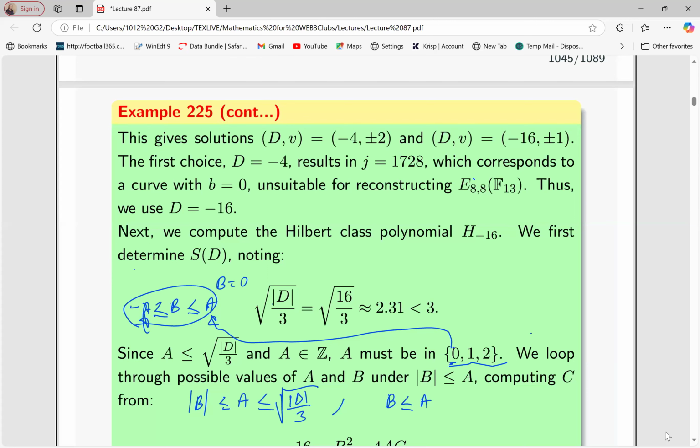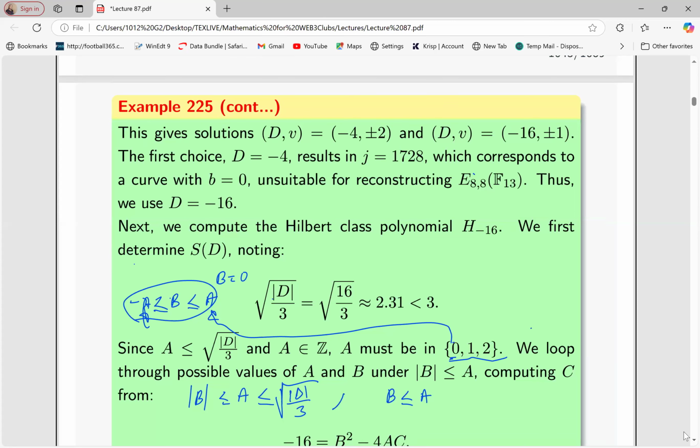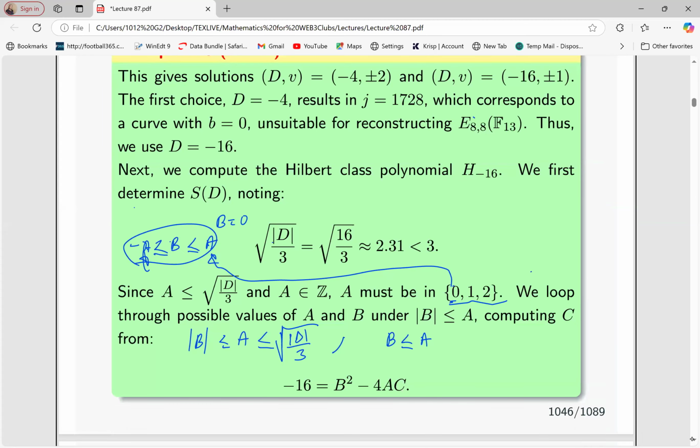So then we come to the next condition, which says, now if B is 0, can you get C? Negative 16 is equal to 0 squared minus 4 times A times C, with A being 0. So it means we cannot get C, because negative 16 is equal to 0 times C. So we cannot get C.